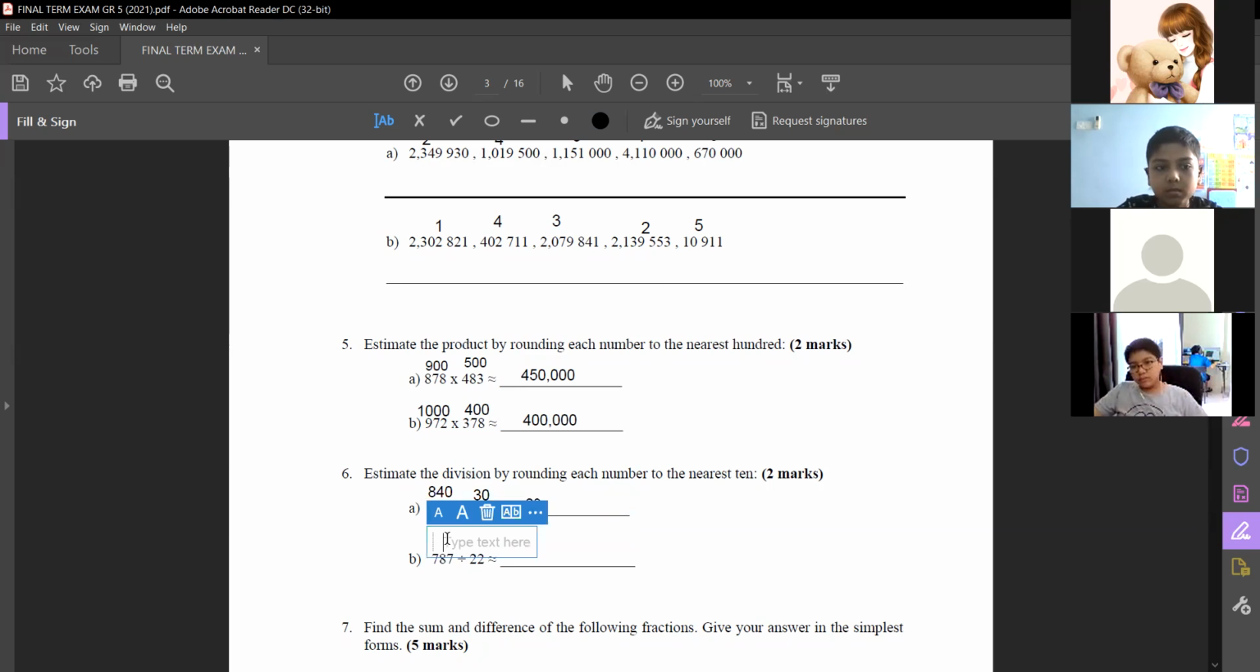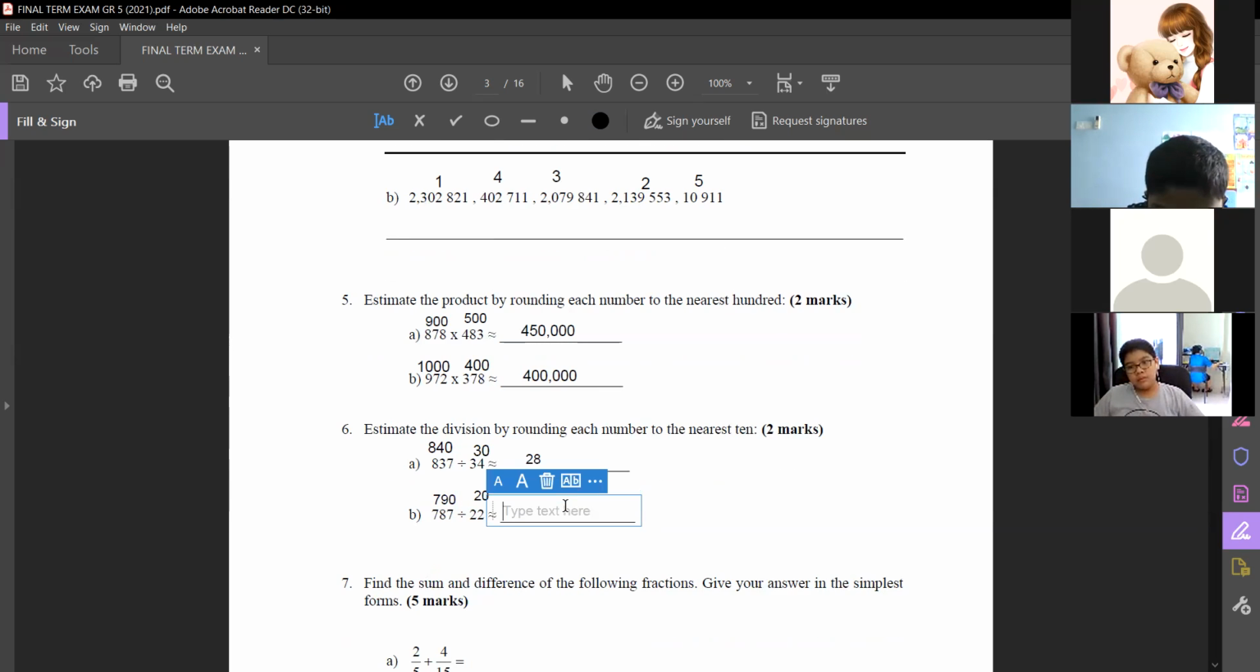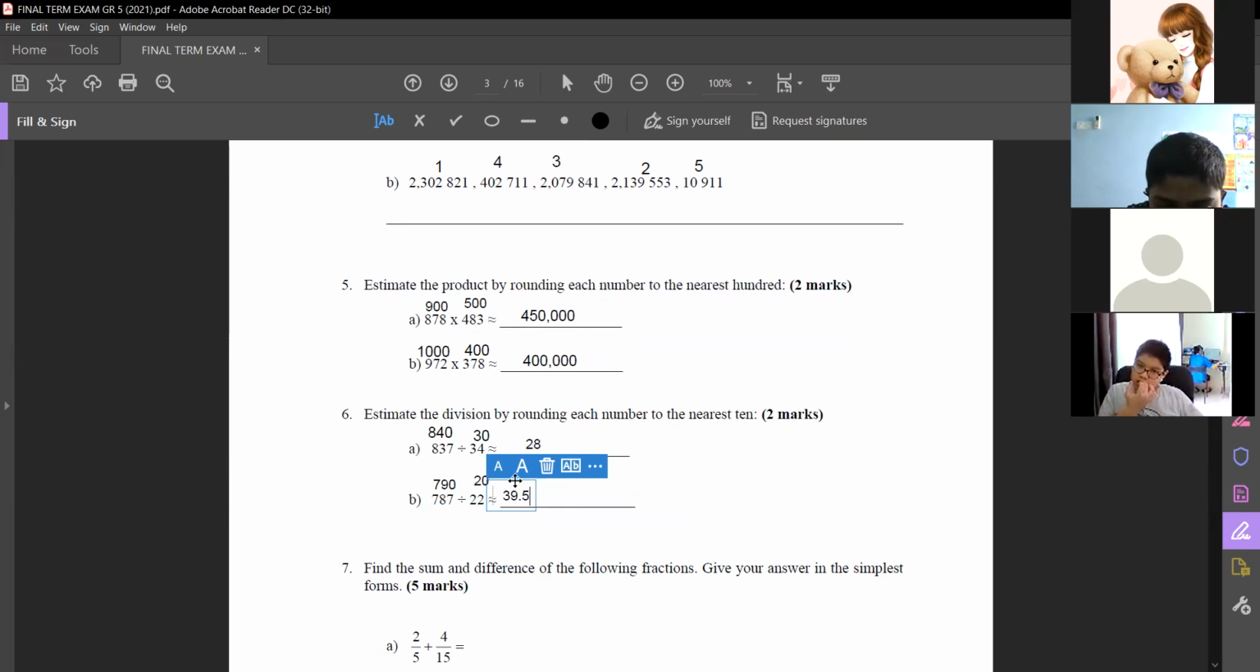How about here? If you're rounding off to the nearest 10, 790, isn't it? Yeah. So this one, of course, you should know 20, right? Now 790, if you divide it by 20, what is your answer? It's 39.5. Yes, please write the point. Teacher already mentioned this during the revision time. Write the point, 0.5. Who asked you to round off to the whole number?